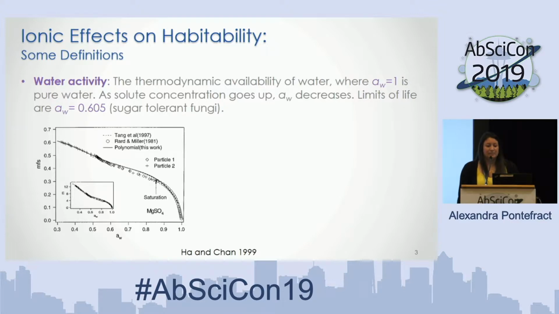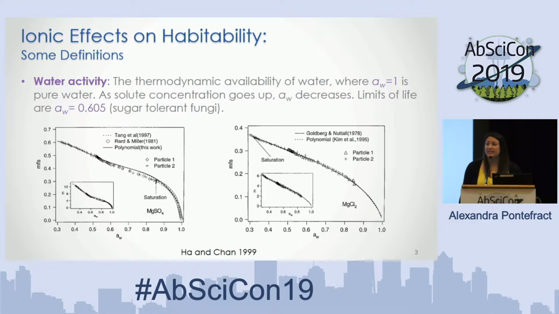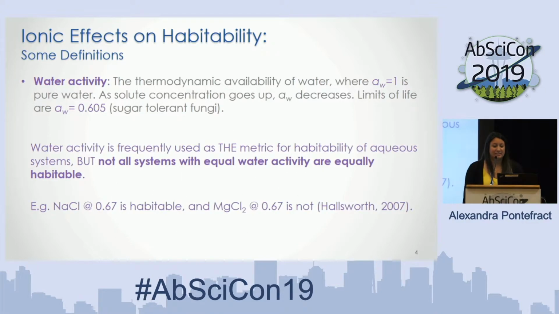So magnesium sulfate at saturation has a water activity of 0.86, but magnesium chloride at saturation has a water activity down around 0.33. So these two salts obviously have very different solubilities, and their ion pairing is really affecting how water activity is determined in the system.